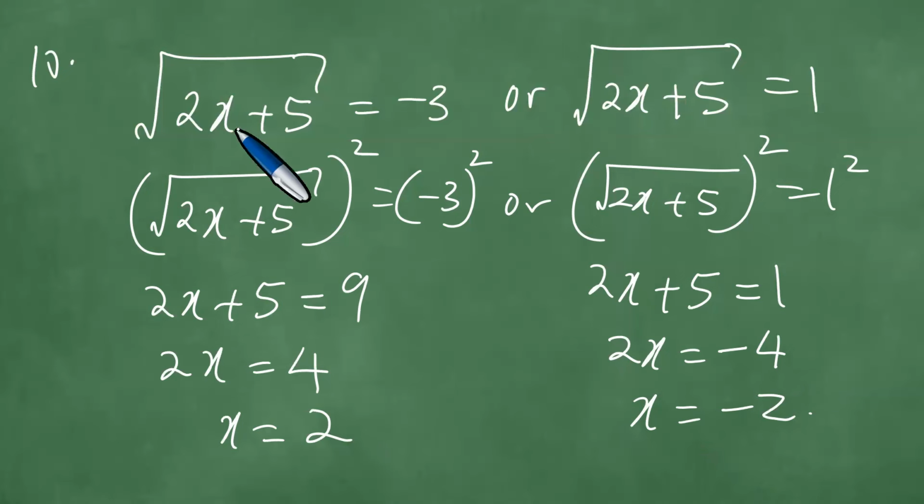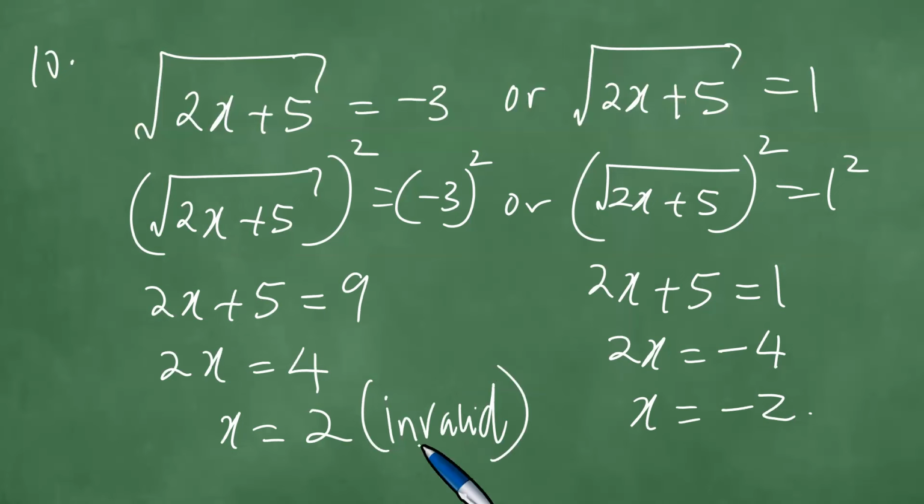Okay, let's check quickly. If you put 2 here, what do you get? Because x is 2 here. You put it into the original square root equation. So you have 2 by 2, which is 4, plus 5, which is 9. The square root of 9 is not minus 3, so this one is invalid. So x is not 2. Minus 2, you put it here, 2 times minus 2 is minus 4. 5 minus 4 is 1. The square root of 1 is 1. So this is indeed a correct answer to this particular problem.